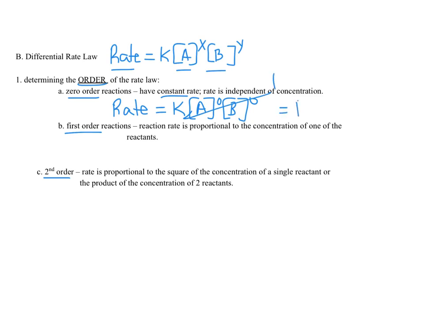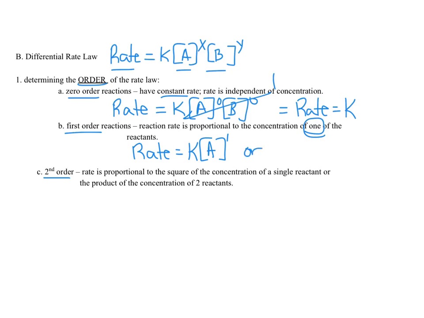So then my equation is just going to turn into rate equals K for zero order reactions. First order reactions, we're going to have the reaction rate is proportional to the concentration of just one of the reactants. So you're going to have equations that look like this. Rate equals K times the concentration of A to the first power, which we don't have to write the first power. We can just leave that off, and it basically means the same thing.